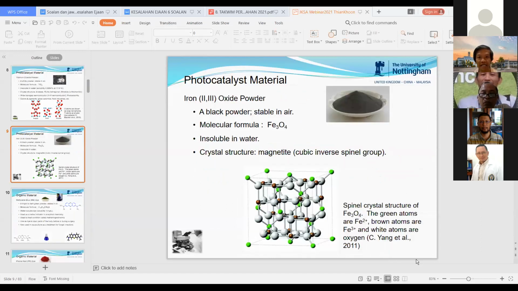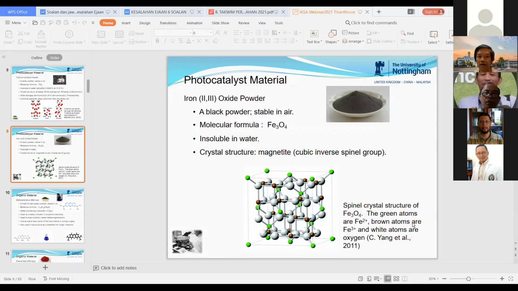So the third one is iron oxide powder. We are using Fe3O4. The reason we are using this iron oxide is our second objective, that is to make our photocatalytic material able to be recycled. Of course, for the first objective, we still would like to look at whether this iron oxide will be able to reduce the organic substance as well. This is the structure of this magnetite, as we call it, Fe3O4.